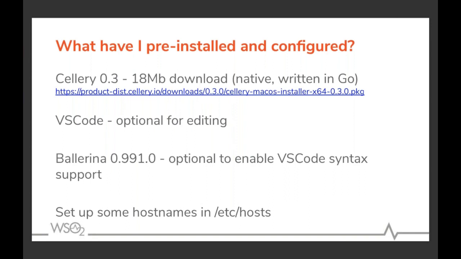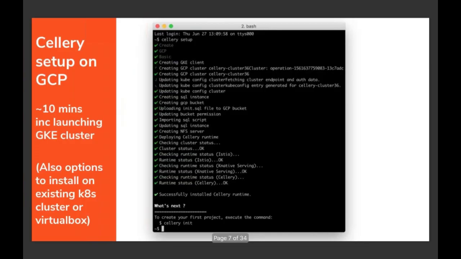Cellery today uses Ballerina as its language, and I'll explain that in a minute. But if you want VS Code syntax editing, then it helps to download and install Ballerina as well. And I've also set up some host names and so forth in etc hosts. So pretty simple setup. Fingers crossed that it works. And I'm running this on Google Compute today.